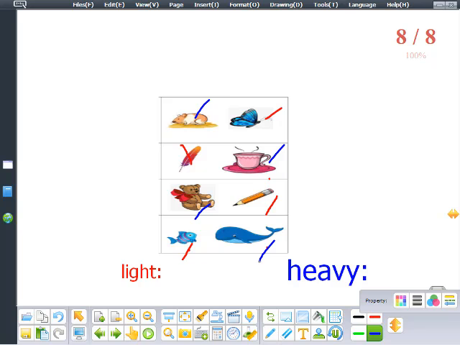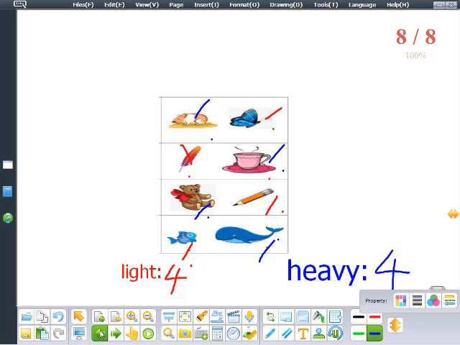Now let's count. How many light pictures do we have? 1, 2, 3, 4. 4. And how many blue pictures do we have? 1, 2, 3, 4. 4 heavy ones. So the heavy are 4 pictures and the light are 4 too.